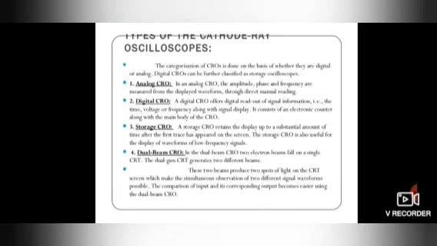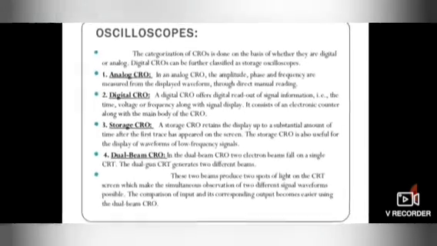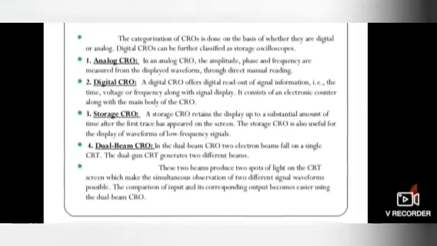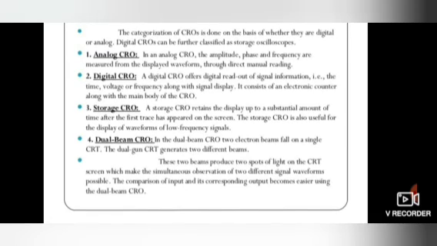Then types of CRO. The categorization of CRO is done on the basis of whether they are digital or analog. Digital CRO can be further classified as storage oscilloscopes. First one is analog CRO. In an analog CRO, the amplitude, phase and frequency are measured from the displayed waveform through direct manual reading. Then digital CRO. A digital CRO offers digital readout of signal information, that is the time, voltage or frequency along with signal display. It consists of an electronic counter along with the main body of the CRO.